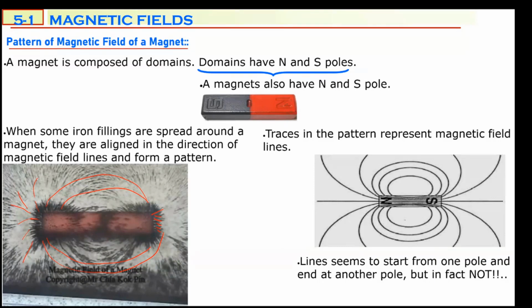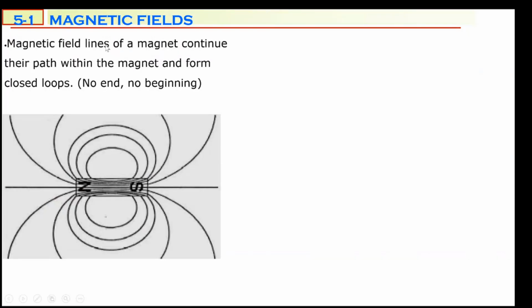The lines seem to start from one pole and finish at another pole, but in fact not. These lines continue within the magnet as well. It's from one pole to another, but continues within the magnet. So these magnetic field lines make loops. Magnetic field lines of a magnet continue their path within the magnet and form closed loops. They have no ends, no beginnings.